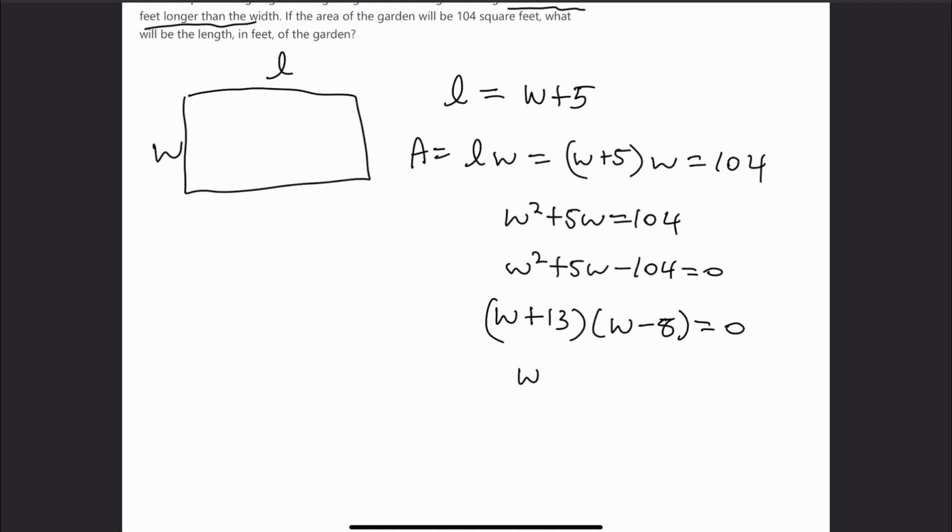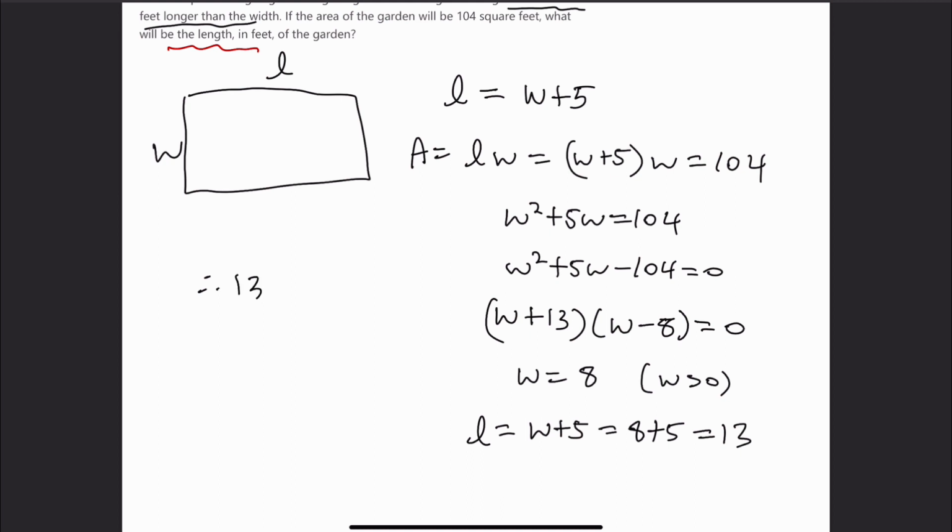So ultimately, w would have to equal 8 because w is always greater than 0. And the question is asking for the length and not the width, so you have to be careful. Length would be width plus 5, which is 8 plus 5, and that will equal 13. So our final answer would be 13.